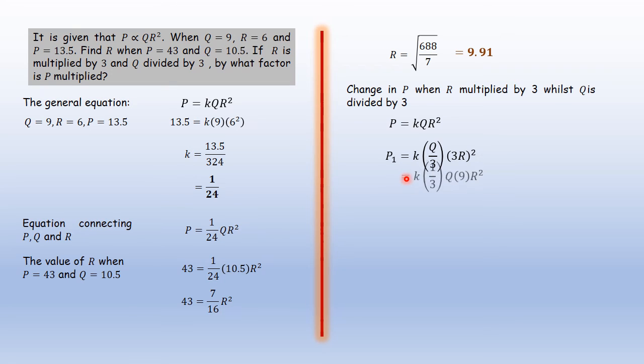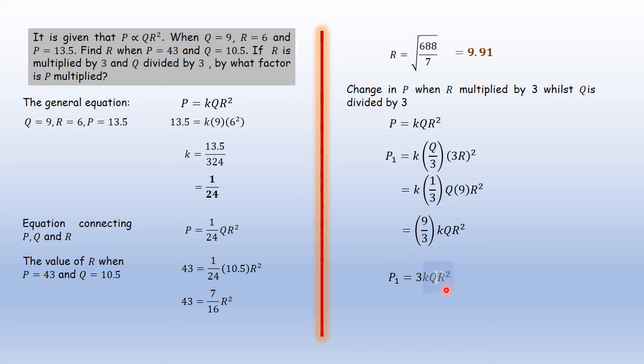After that, we simplify so that we have the numerals beginning after the equal sign and the unknowns continuing after that. So I have Q over 3, which is simply 1 over 3 Q, and then we have 3 squared, which is 9, the R squared is R squared, K remains K. Now multiply that by 9 so that you have 9 over 3, and then we have KQR squared. Simplify this part so that P1 is the same as 3KQR squared.